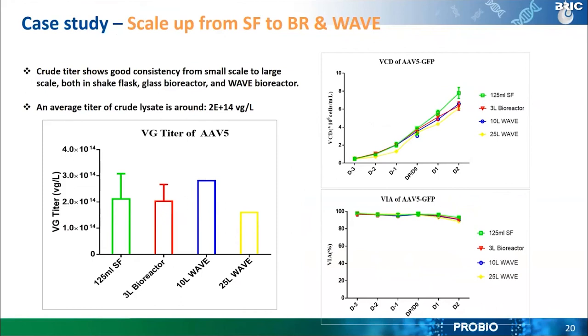Then we explore our method in scaling up the manufacturing process. We scaled up from 30 milliliter to 25 liter bioreactor. The titer shows good consistency from small scale to large scale, both in shake flask, glass bioreactor, and wave bioreactor. An average titer of the capsid is around 2 times 10 to the power of 14 VG per liter.